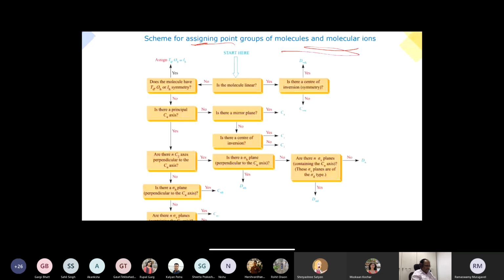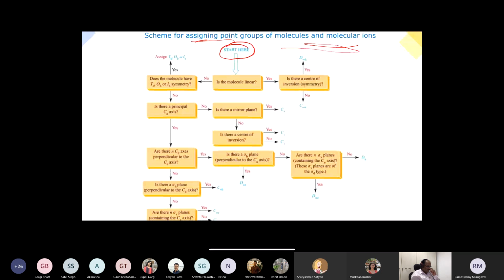You start here and go through this tree, through various branches. You will essentially keep saying yes, no, yes, no for each of the questions. Is the molecule linear? Yes. Then you forget the left hand side. Does the molecule have a center of inversion? Yes. Okay, D infinity h. What is an example here? Can you give an example? Any one of you unmute and give an example? Acetylene.